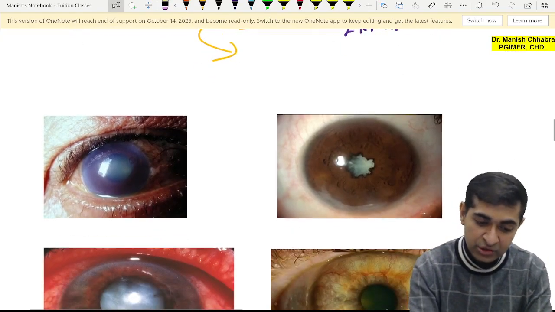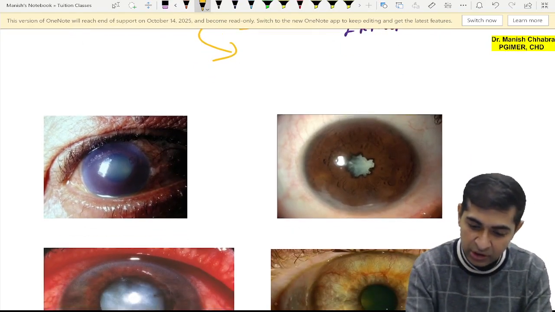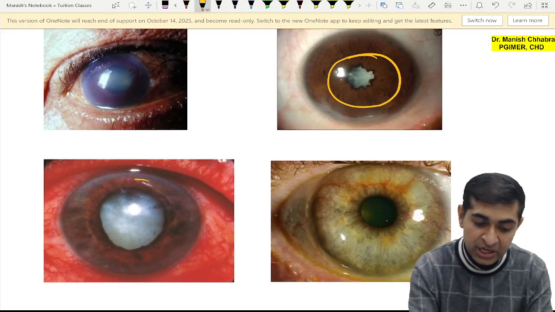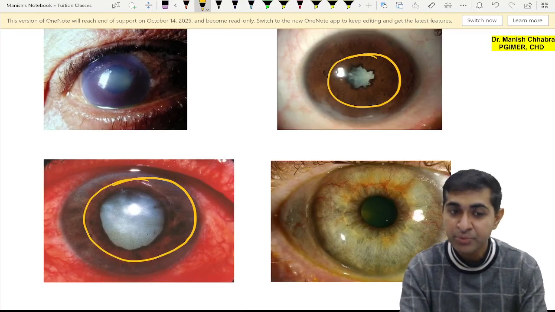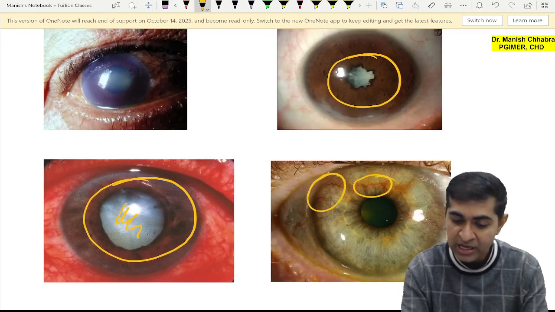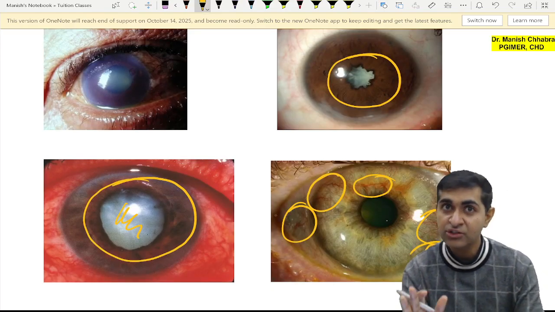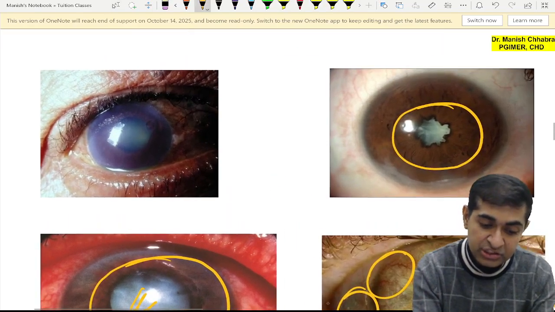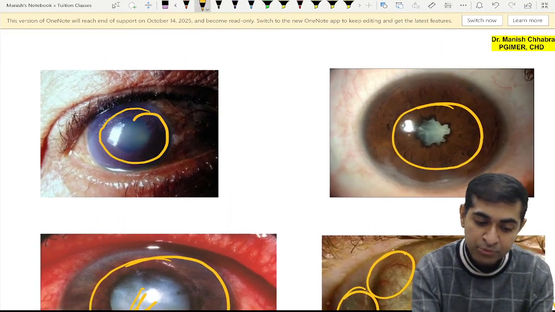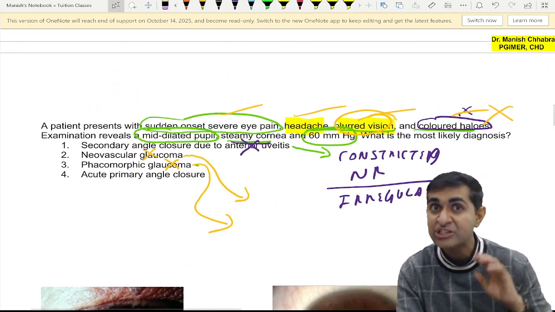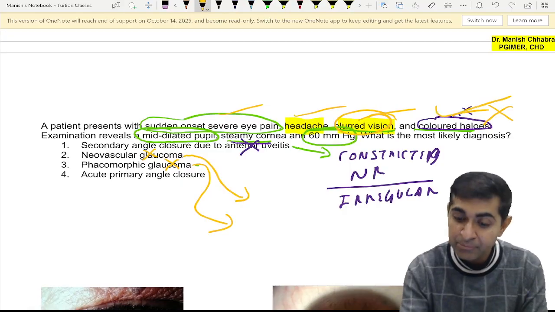Okay, so here you can appreciate this is your festooned pupil, which is seen in acute anterior uveitis. This is your mid-dilated pupil, and you can see the cataractous lens, and this is your rubeosis iridis. Yes, you can actually see neovascularization. We have seen the video itself, but here you can see the steamy cornea and mid-dilated pupil, and because of the steamy, hazy cornea, the patient may complain of halos.